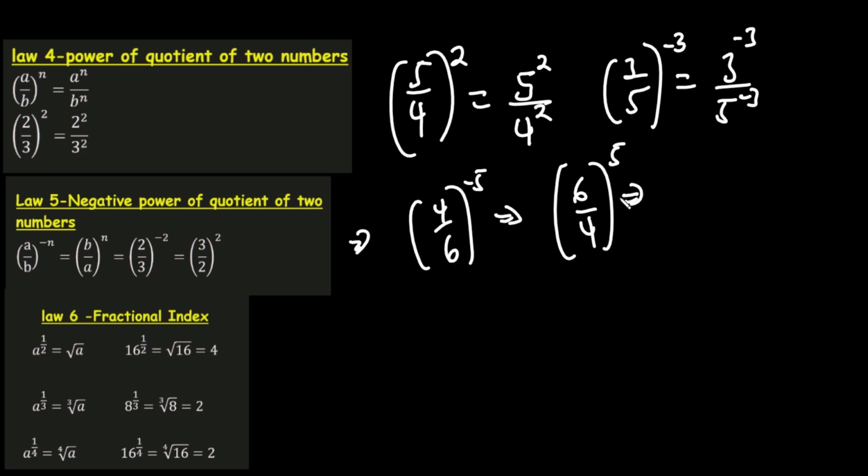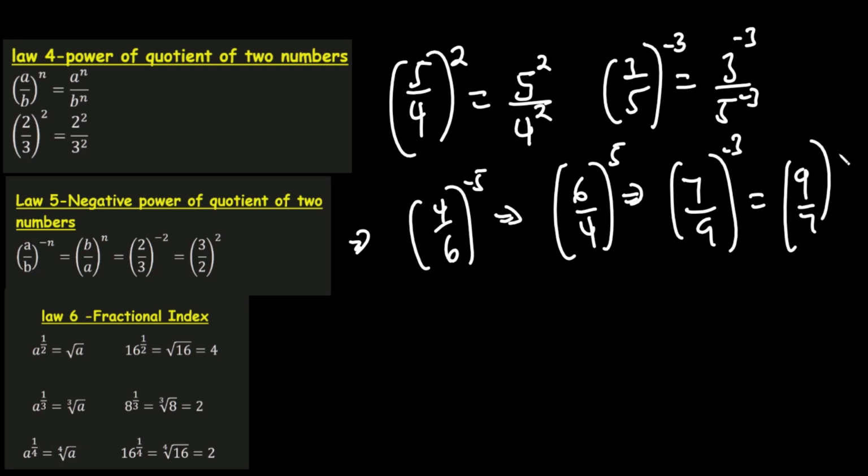And another example too. Let's say we have (7 over 9) all raised to the power negative 3. This one is the same as bringing the 9 up and the 7 down, and then you change the negative sign to positive. So this is also the fifth law. Now the last one you have over here is the fractional indices, and this one is very, very important.